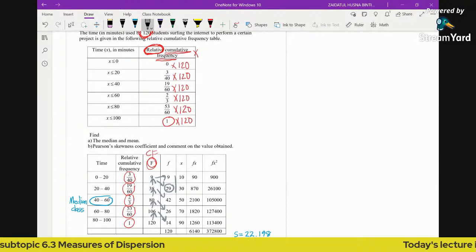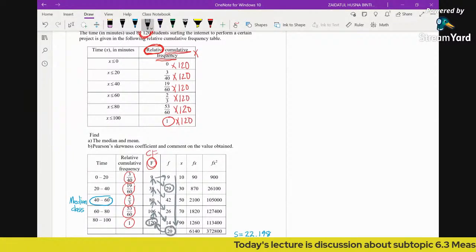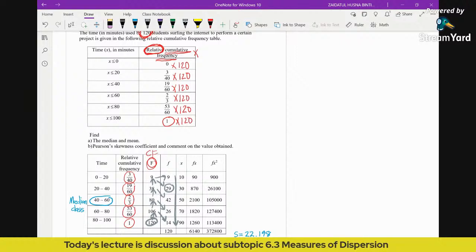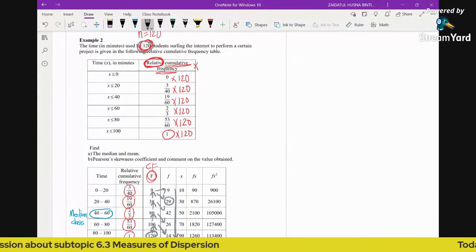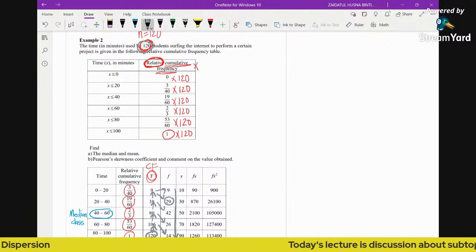And then if you sum all of this, you will notice that you get exactly the value here, 120. So for sure the sum of the frequency has to be 120. Why? Because this is actually the n that we have. If you don't get 120, that means there must be something wrong somewhere. So that is basically how to check whether your table is correct or not.